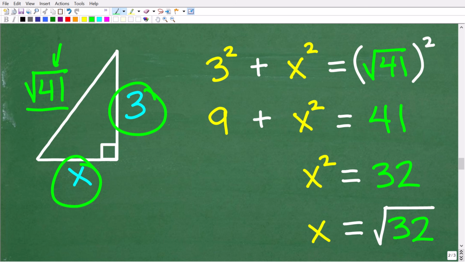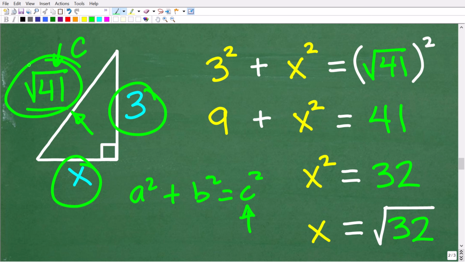Remember, this side is always c. This is the hypotenuse in this particular triangle. So again, we have a squared plus b squared is equal to c squared. You always need to identify which side is c. So here, c is the square root of 41. Okay, so again, we have 3 squared plus x squared is equal to the square root of 41 squared.